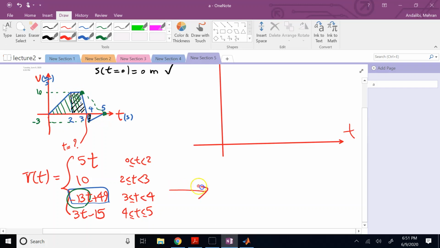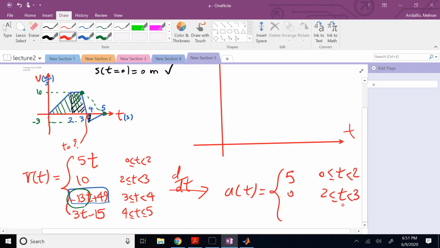So I can just take a time derivative from this and say that a of t is going to be the slope, which is 5 between 0 to 2. Between 2 to 3, it's a horizontal line, a constant number, the slope is 0. Then between 3 to 4, the slope is negative 13. And finally, between 4 to 5 it is positive 3.